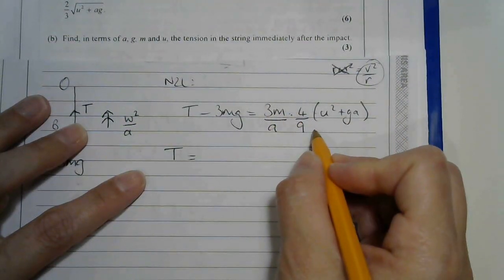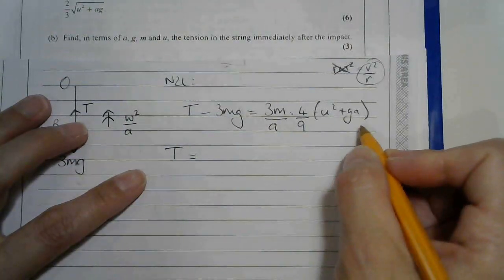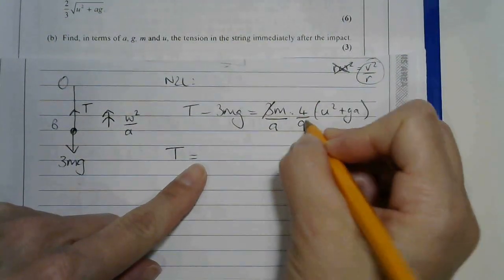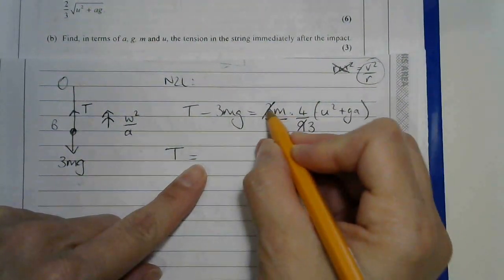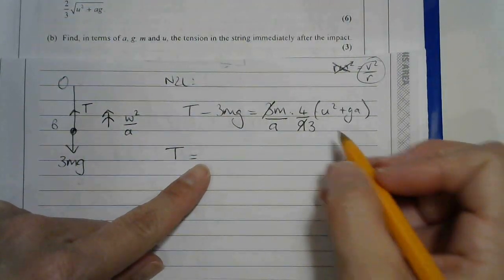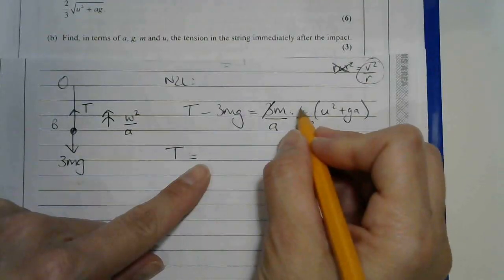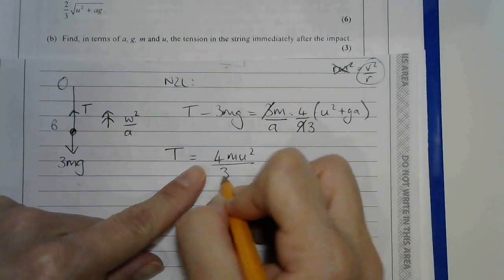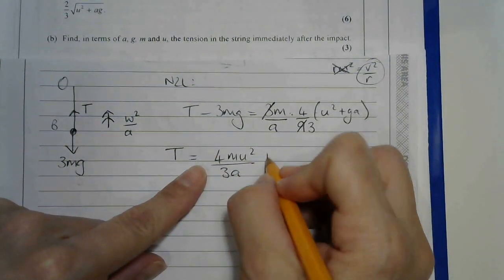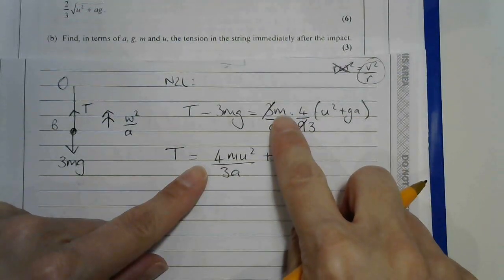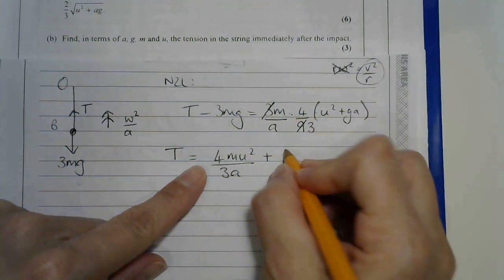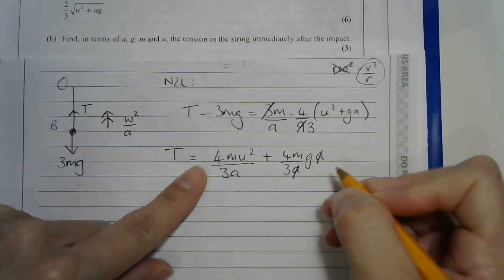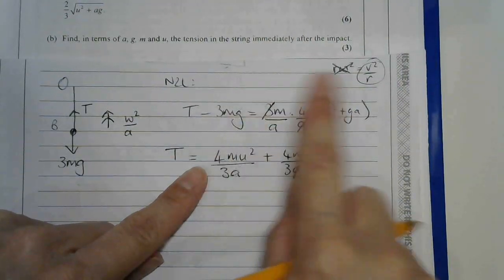let's see what will happen. So I will get, goodness gracious me, this is quite a mess. Right, okay. Oh no, it will simplify a little bit. Okay, so first of all, this will cancel with this and give me a 3 on the bottom, dividing the top and bottom by 3. Then if I multiply this out, I will get 4mu squared over 3a, and then plus I've got 4m over 3a multiplied by ga, and so the a's will cancel, and then I will add 3mg to both sides.